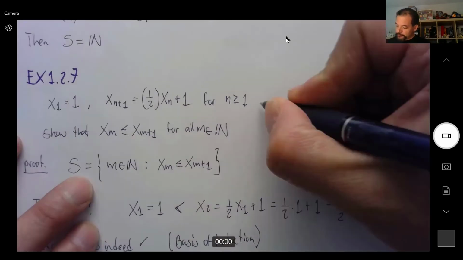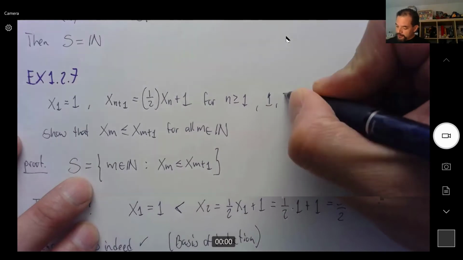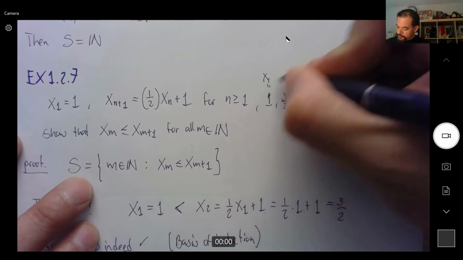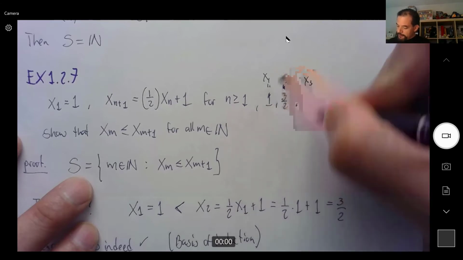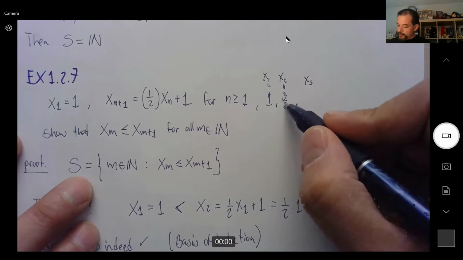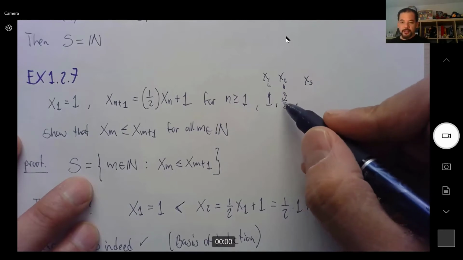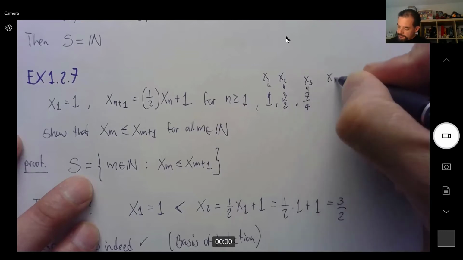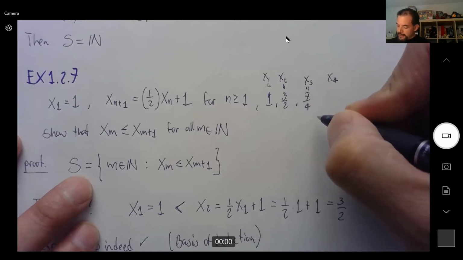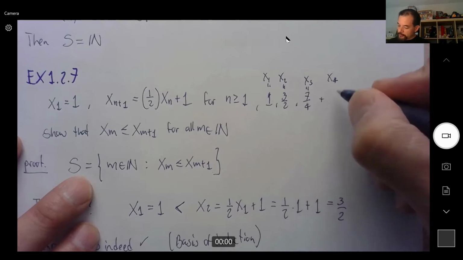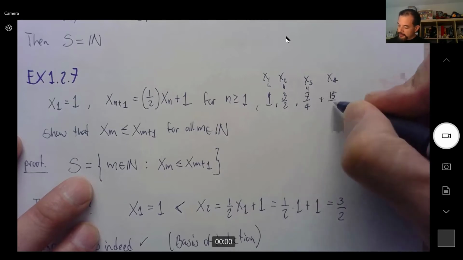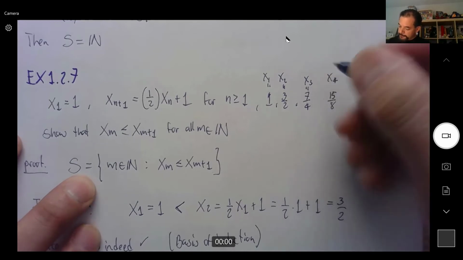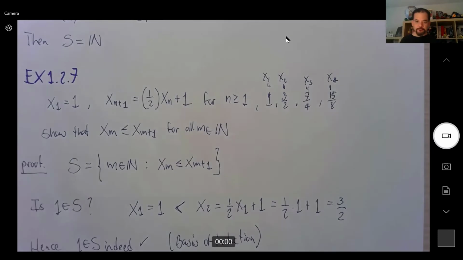Maybe I can do a few. So we start with 1. After that, you get 3/2. So this is x1, this is x2. What would be x3? It would be multiply 3/2 times 1/2, so you get 3/4, and then add 1, so that's 7/4. And then the one after that would be multiply this guy by 1/2, it would be 7/8, and then add 1, so that would be 15/8, and so on. Is that clear? Yeah. Good.